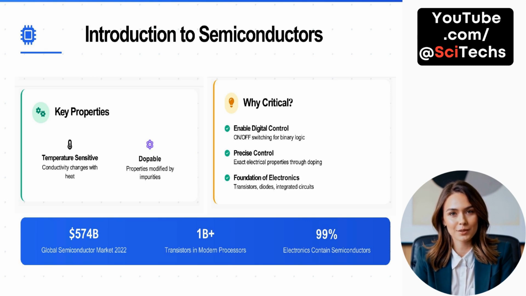These materials are critical because they enable digital control. By switching between conductive and non-conductive states, they facilitate on-off logic needed for binary operations in computing. They also offer precise control over electrical behavior, which is achieved through controlled doping. This is crucial for designing circuits with exact performance specifications. Semiconductors form the foundation of all electronics, supporting transistors, diodes, and integrated circuits. The impact is vast. In 2022, the semiconductor market reached $574 billion, with over 1 billion transistors packed into a single modern processor and 99% of all electronics containing semiconductors.